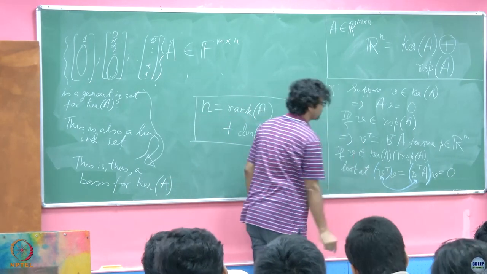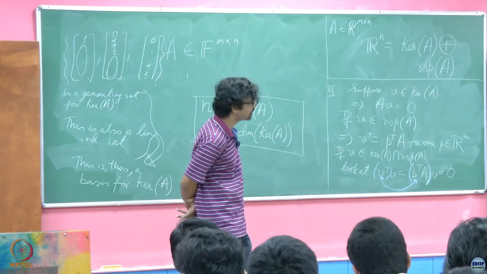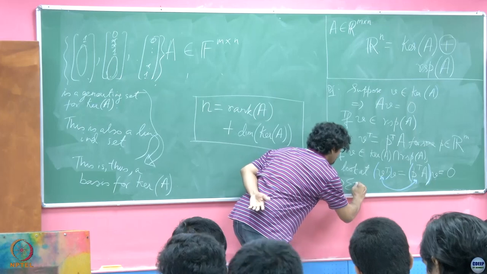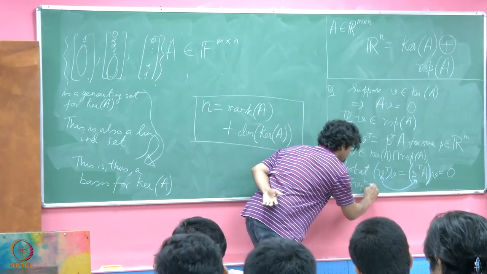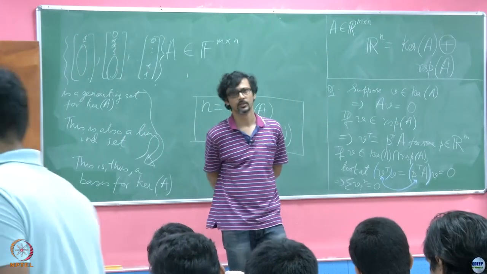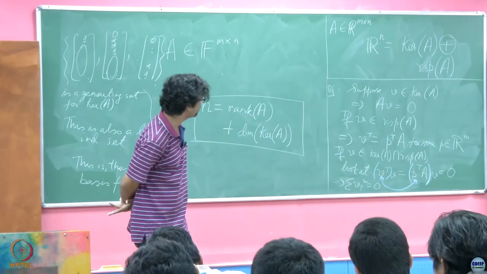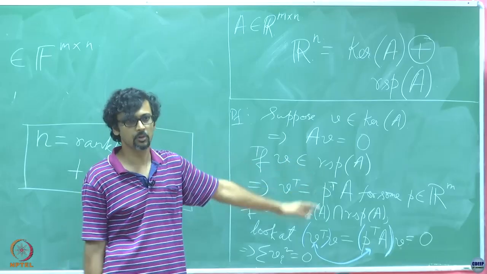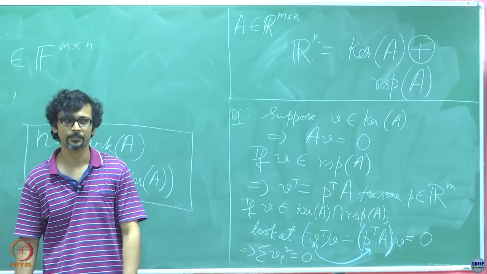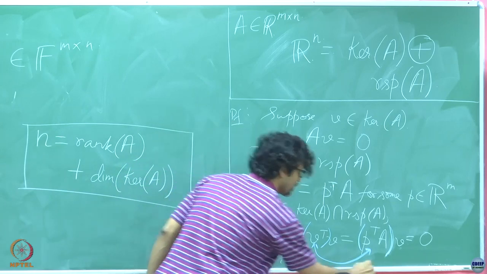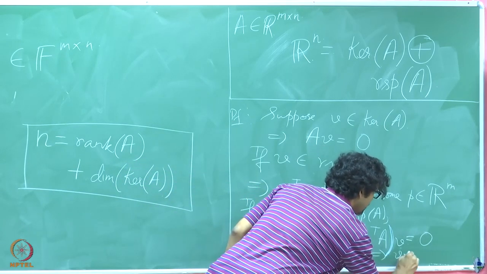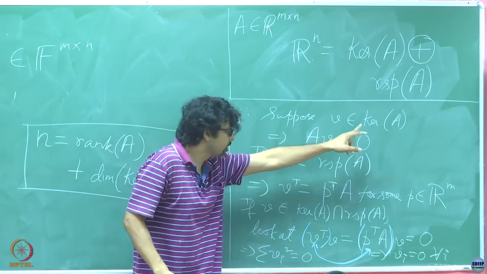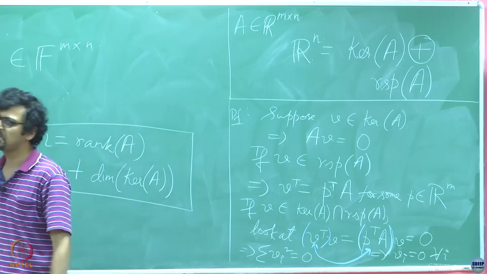What do we know about V transpose V when it's an n tuple of real numbers? Isn't this the same as saying summation V_i squared is equal to 0? Now, over the real field, if you have a sum of squares equaling 0, then each of them must be individually 0, which means that V_i is equal to 0 for all i. That is, this V that belongs to the intersection of the kernel and the row span must be nothing but the 0 vector.